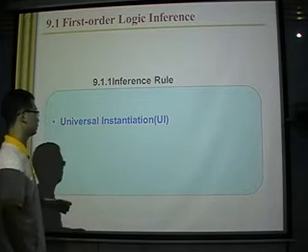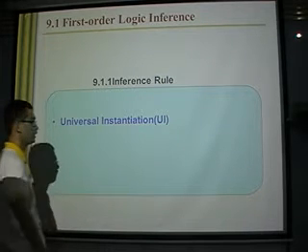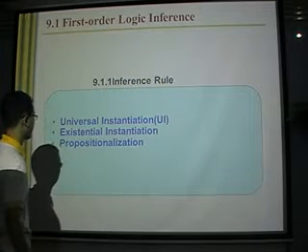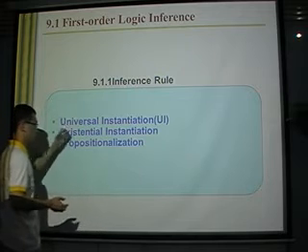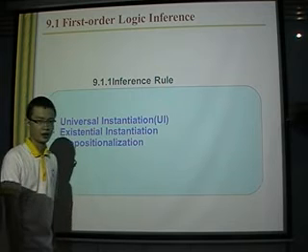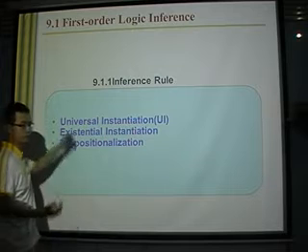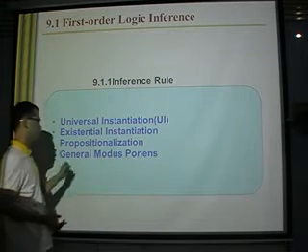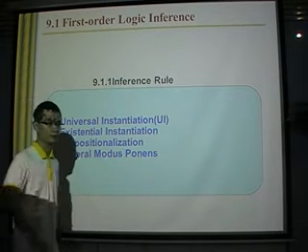The main inference rules include two. First is the universal instantiation rule, and the second is the existential instantiation rule. And based on these two inference rules, we can construct an automatic reasoning technique called the propositionalization technique. This is a very inefficient technique, but it is very important for us to understand the two inference rules. And then I'll talk about the general modus ponens rule, which is the key technique for the two automated reasoning algorithms.